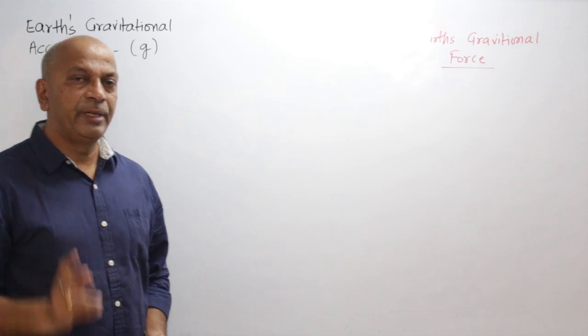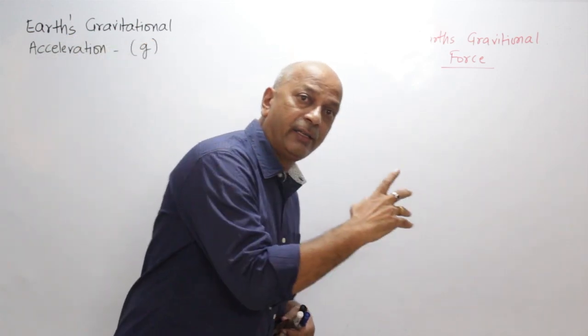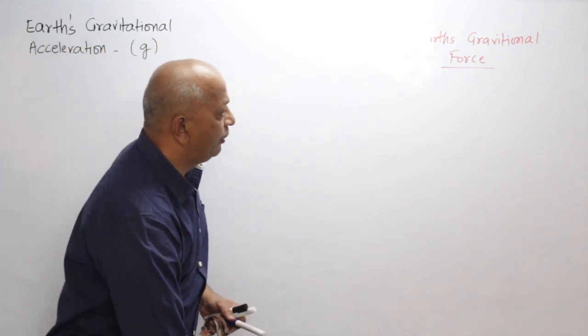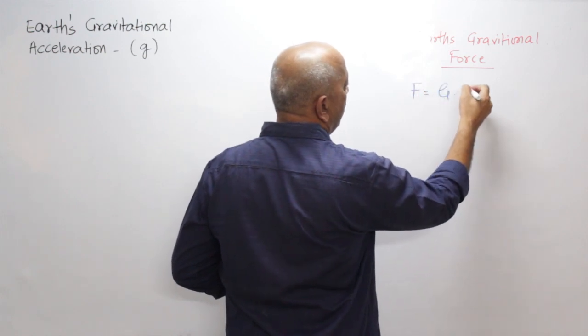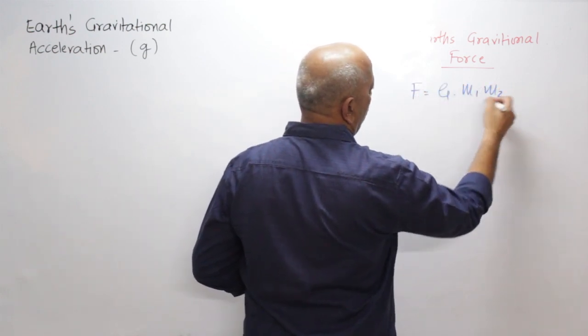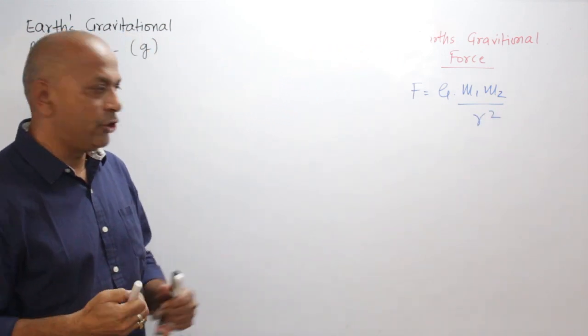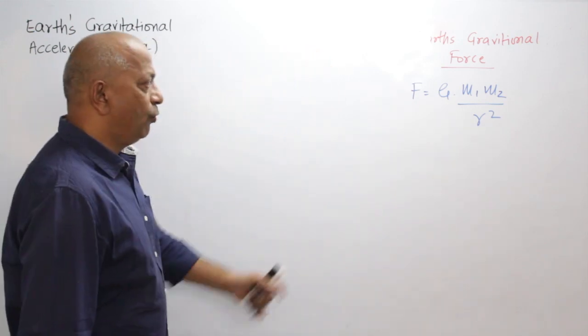According to Newton's law of gravitation, every mass in the universe attracts another mass with a definite force, and that force F is given as G m1 m2 upon r square. This is Newton's universal law of gravitation. G is the universal constant. This is what we have learned.